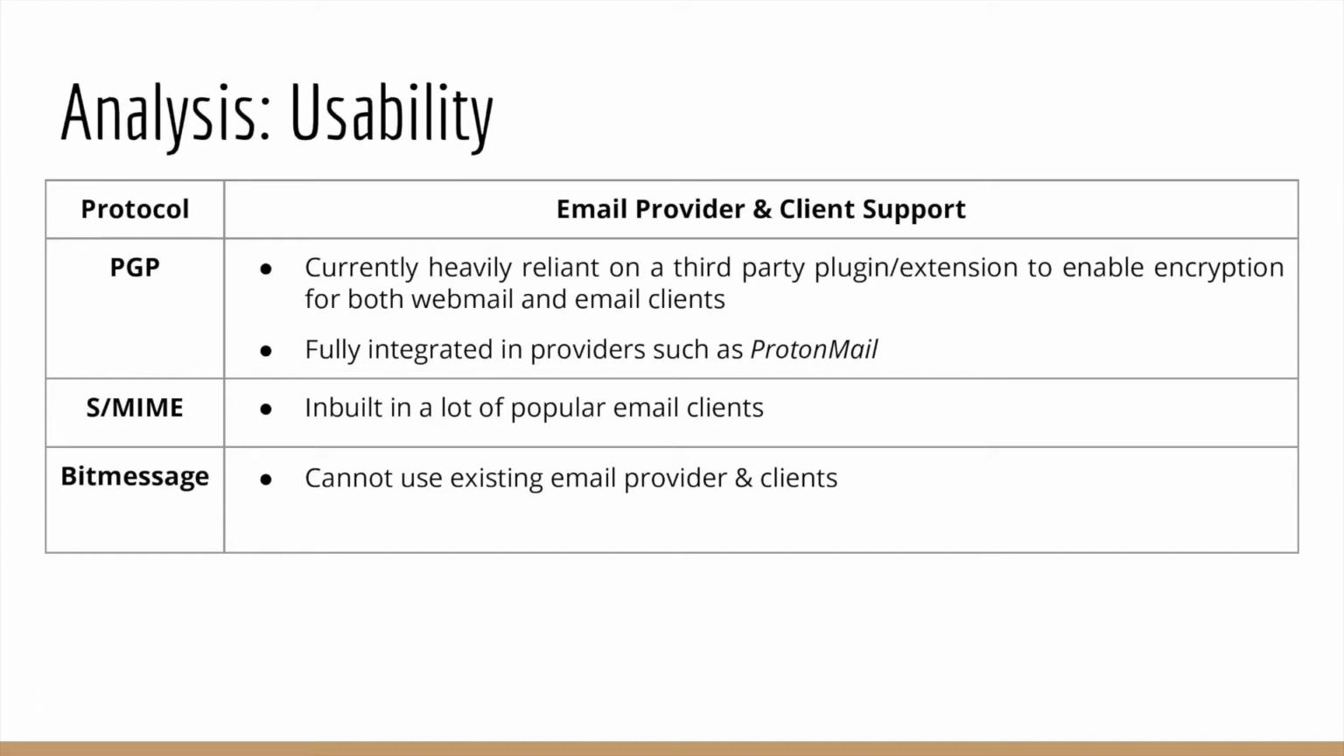PGP is currently heavily reliant on a third party to enable encryption for both webmail and email clients, putting up one more barrier for users to adopt the protocol. There is PGP fully integrated in providers such as ProtonMail, but users must create an email address through the service to get the most streamlined approach. Support for S/MIME, on the other hand, is inbuilt in many popular email clients. A key feature of BitMessage, though, is that it doesn't rely on any third party whatsoever. This means that both parties need to use BitMessage to communicate.